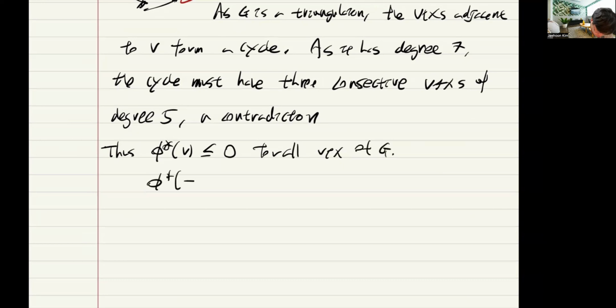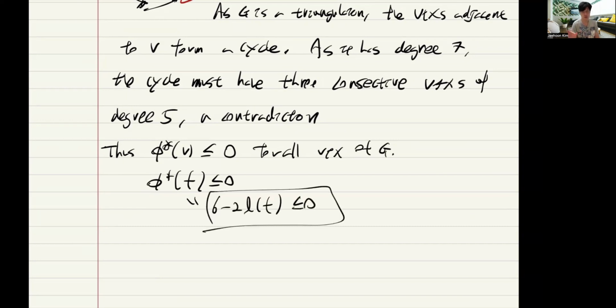And also, for every base, this is at most 0. Because for the base, you didn't do anything, so this is at most 6 minus 2 times the length, which is at most 0, because every base is a triangle.